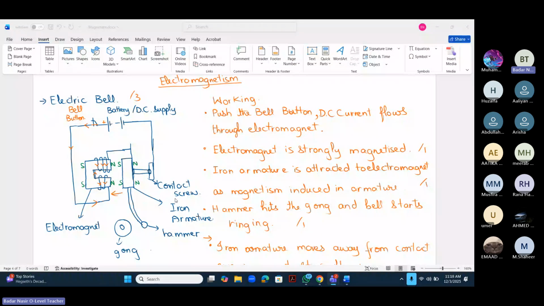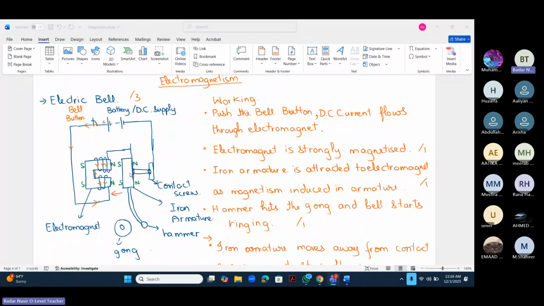So इसमें keywords हमें क्या याद होने चाहिए कि electromagnet is strongly magnetized when the DC current flows through it. Iron armature is attracted towards the electromagnet because magnetism is induced in it. Hammer hits the gong, bell starts to ring.